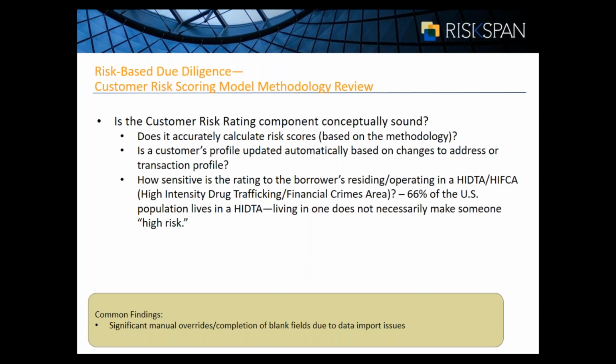The methodology for scoring is usually some type of point system where you assign points for volumes of transactions, you assign points for product usage, channel usage, and location usage. We mentioned the high-intensity drug trafficking and financial crimes area. The trend I have seen is that they are not really scored that heavily. They're usually given a minimum number of points because so many counties right now qualify for either a high drug trafficking or financial crime area.